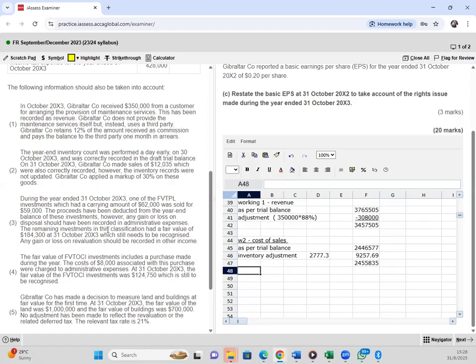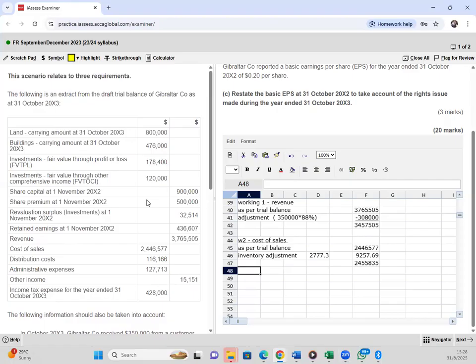The proceeds have been deducted from the year-end balance of the investment. There's an error there, or rather we can't say an error, because if we sell an asset, from the carrying amount of the asset we don't remove the sale proceed only. So let's check this investment through profit and loss. Let me rephrase what I'm hearing: fair value through profit and loss investment.